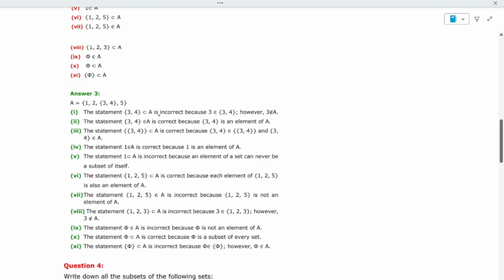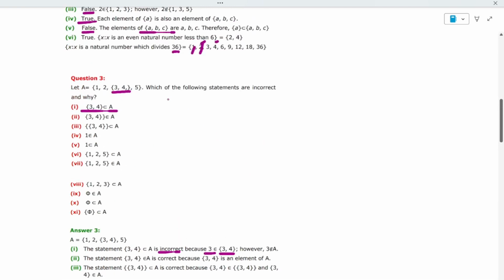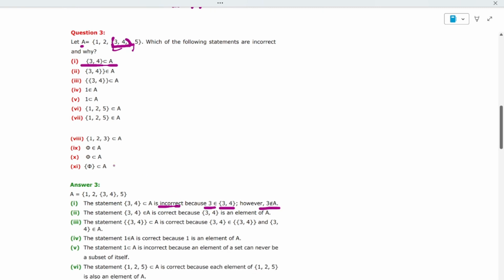It is incorrect. Why? Let's see. Because 3 belongs to 3, 4, because they have given it is another set inside that. It directly does not belong to A. So we say that it is not belonging and the statement is incorrect. 3, 4 whole braces, like they have given 2 braces. Here they had mentioned only 1 braces. Here there are 2. Here 3, 4 is an element of A.